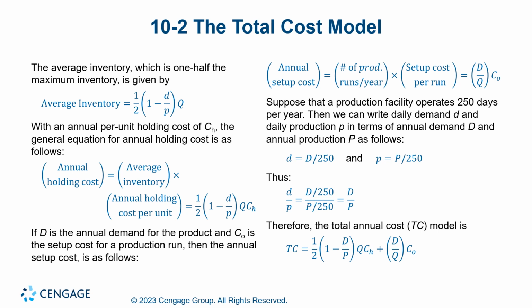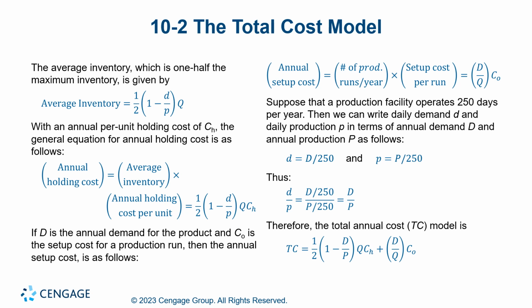So if D is the annual demand and CO is the setup cost, we call CO in this case the setup cost, not the ordering cost. And then the annual setup cost is as follows. The annual setup cost is given by the number of production runs per year multiplied by the setup cost per run, which is D over Q times CO.